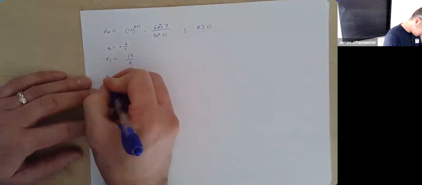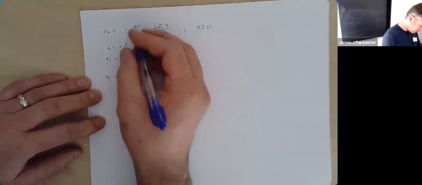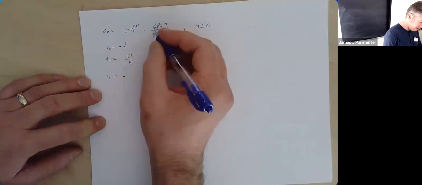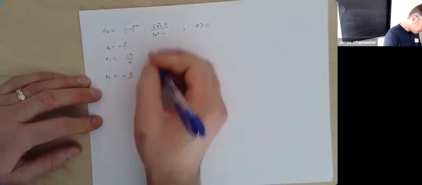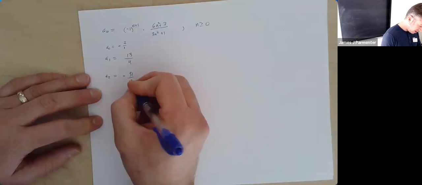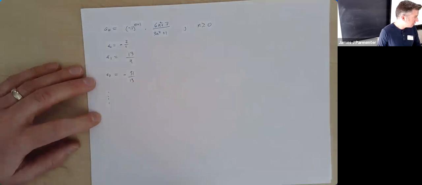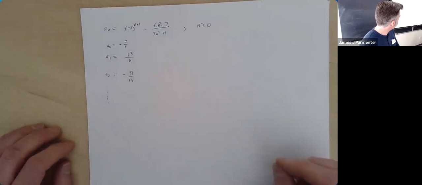And then my a sub 2 term is going to be -1 cubed, so negative, and 6 times 4 plus 7 is, sure, I can do math, 31 over 3 times 4 plus 1 is 13. And it goes on. We've got this alternating thing.